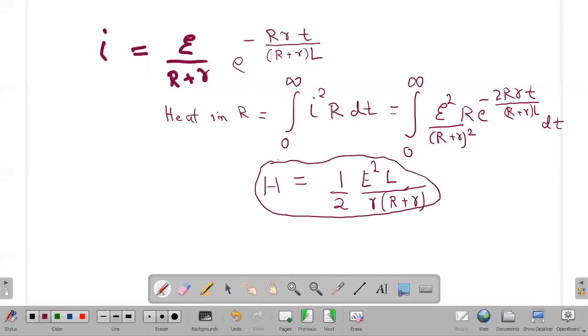So this was problem 28 from the chapter Electromagnetic Induction, from the book Pathfinder, which is famous for Olympiad and other books.